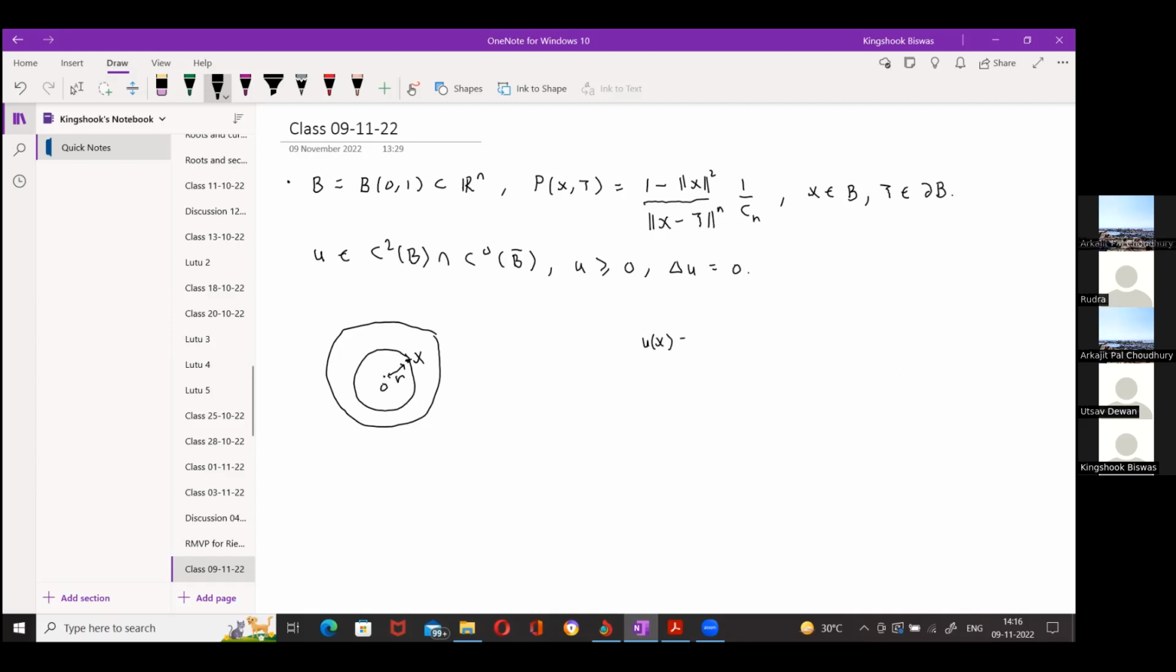in terms of u0, because u of x is 1 over Cn, the integral over the boundary of B, of 1 minus norm x squared over norm x minus xi to the power n, d sigma xi, right? And here I integrate against u of xi.